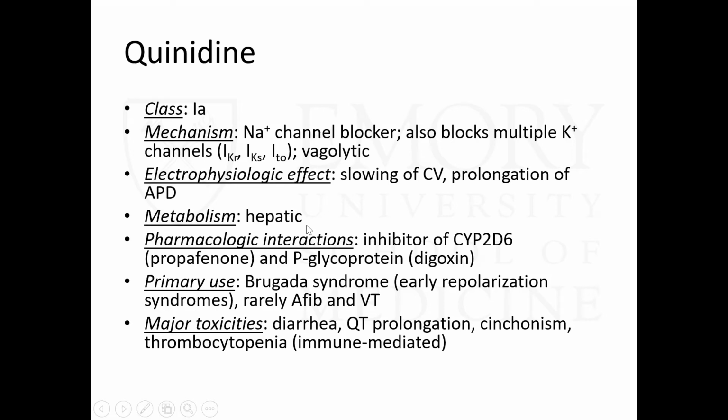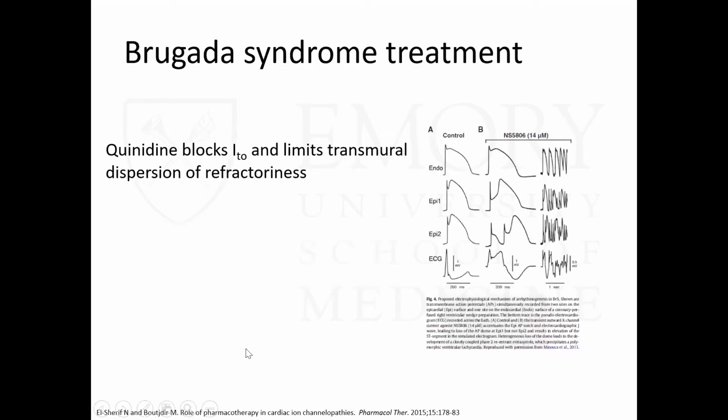So it's got several different effects. It's mostly hepatically metabolized. The important thing to remember for quinidine is that quinidine is the drug that we typically use for treating Brugada syndrome. So if people have Brugada syndrome and they're having recurrent arrhythmias, quinidine is usually the drug of choice. The important toxicity to remember for quinidine is that it frequently can cause thrombocytopenia, which we think is immune mediated. But the two things I would remember about quinidine are its use to treat Brugada syndrome and the immune mediated thrombocytopenia.